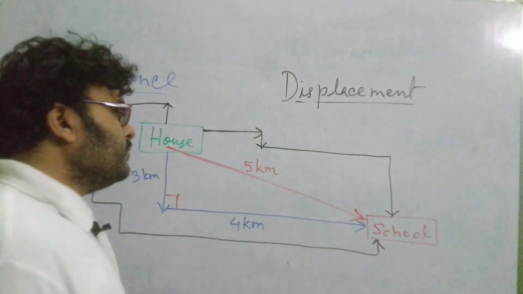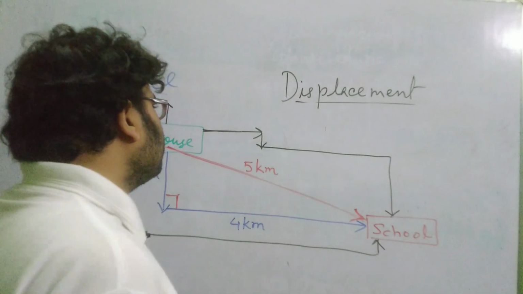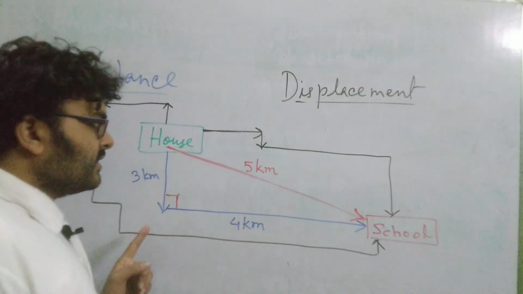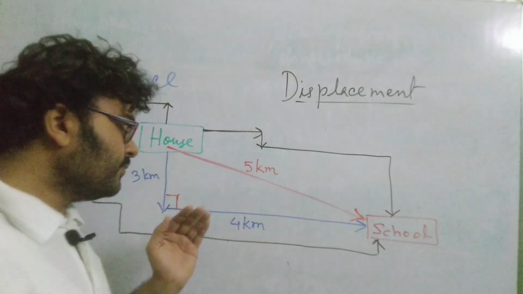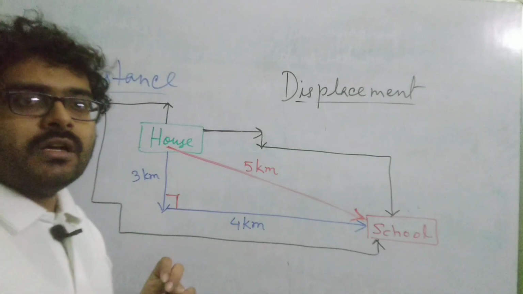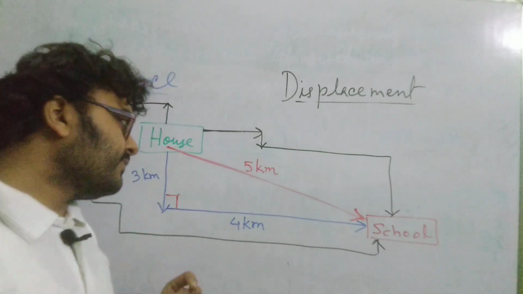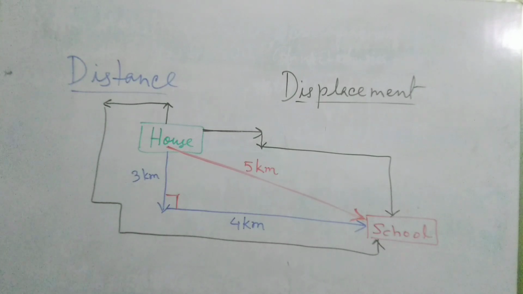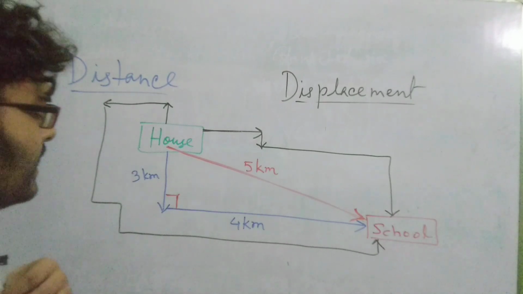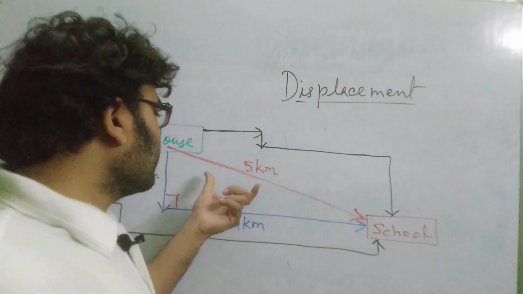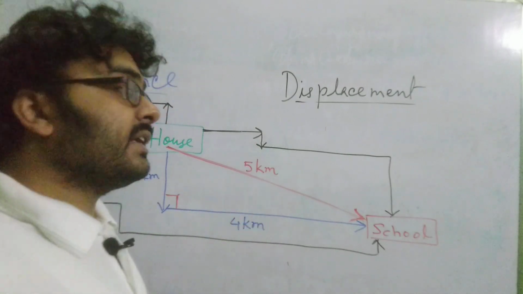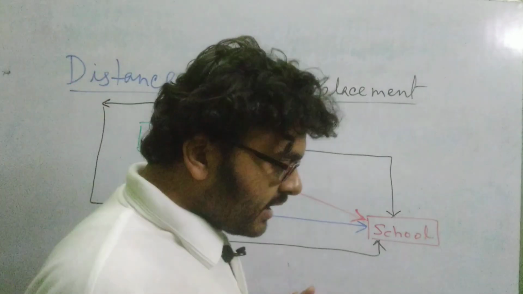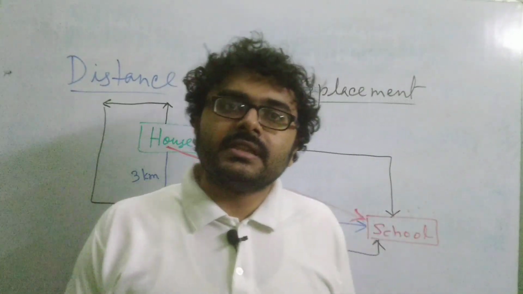Now if you are saying displacement, then from the house to your school, the displacement has a definite direction, that is along the southeast. If you move in any other direction, it will not work. So this is the thing that you can do, you can take the shortest route and reach your school. So that is displacement. By now I think the concept of distance and displacement is clear.